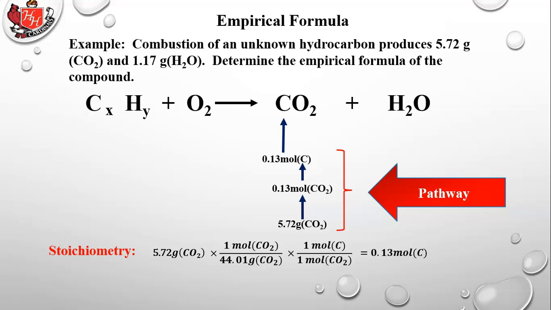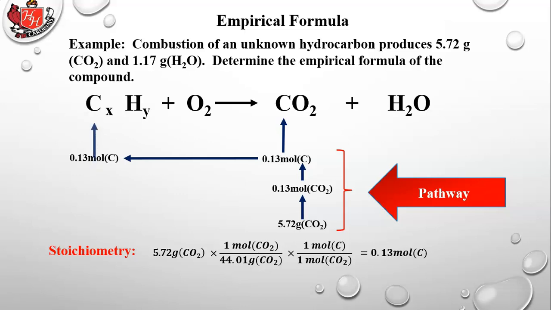Now, where did all that carbon have to come from? It had to come from over here. So that means we had to start off with 0.13 moles of carbon. You cannot create or destroy molecules. You cannot create or destroy atoms. You cannot create or destroy moles. So if we ended up with 0.13 moles of carbon on the right side, we had to start off with 0.13 moles of carbon on the left side.